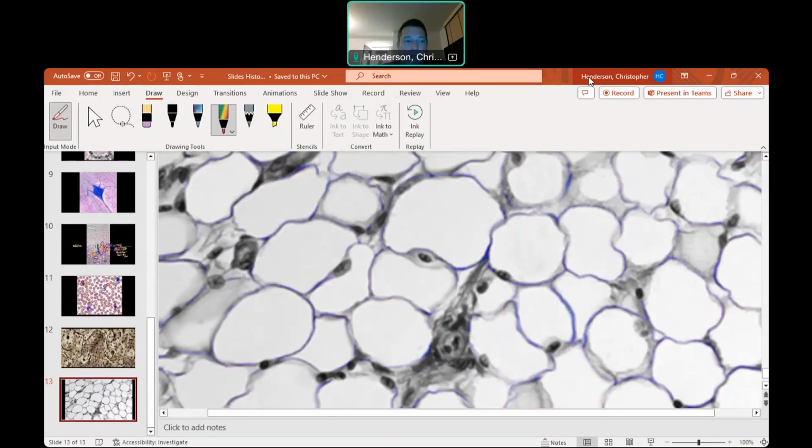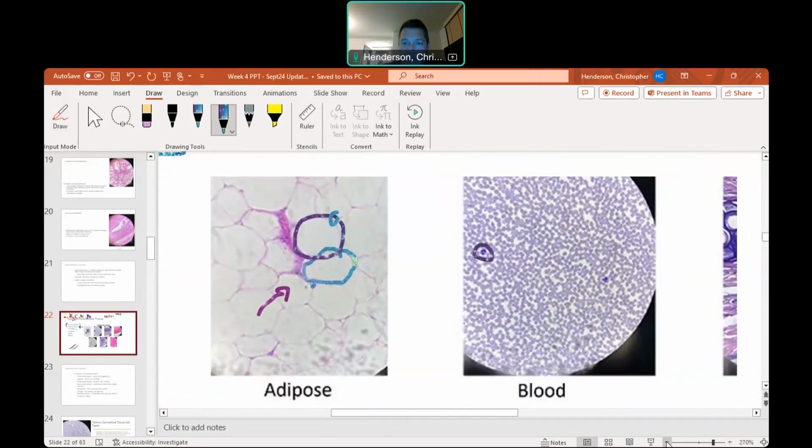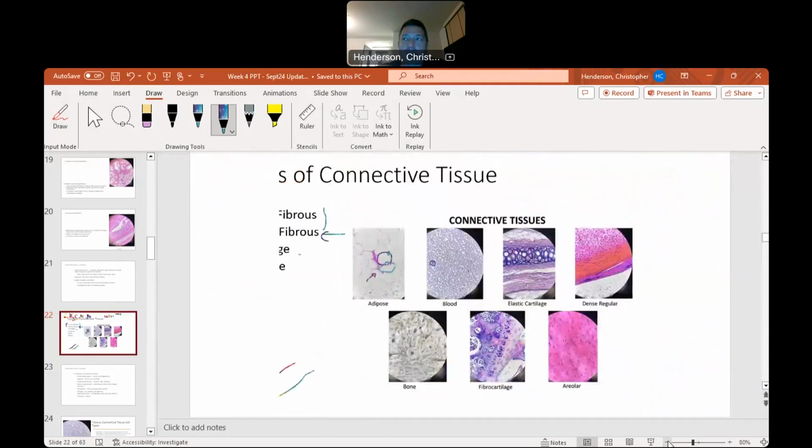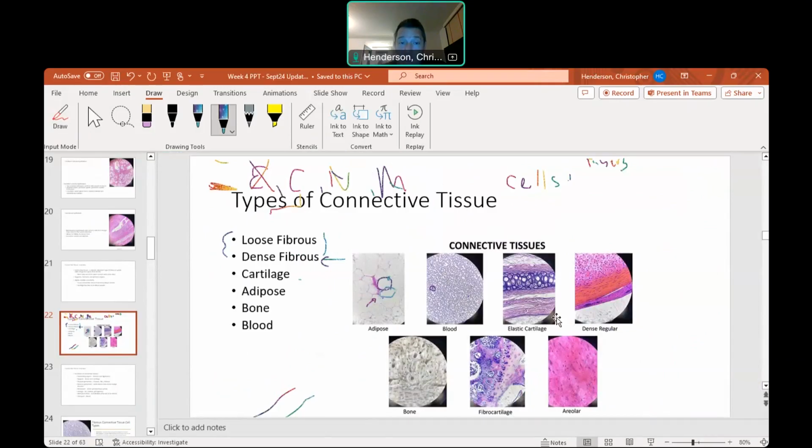Okay, so just to review. What are the four types of tissue? Epithelial, connective, nervous, and muscular. What are the five types of connective tissue? Fibrous, cartilage, bone, blood, and fat. What is connective tissue made up of? Cells and extracellular matrix. What is the extracellular matrix made out of? Fibers and ground substance. What are the three types of fibers? Collagen, elastic, reticular.